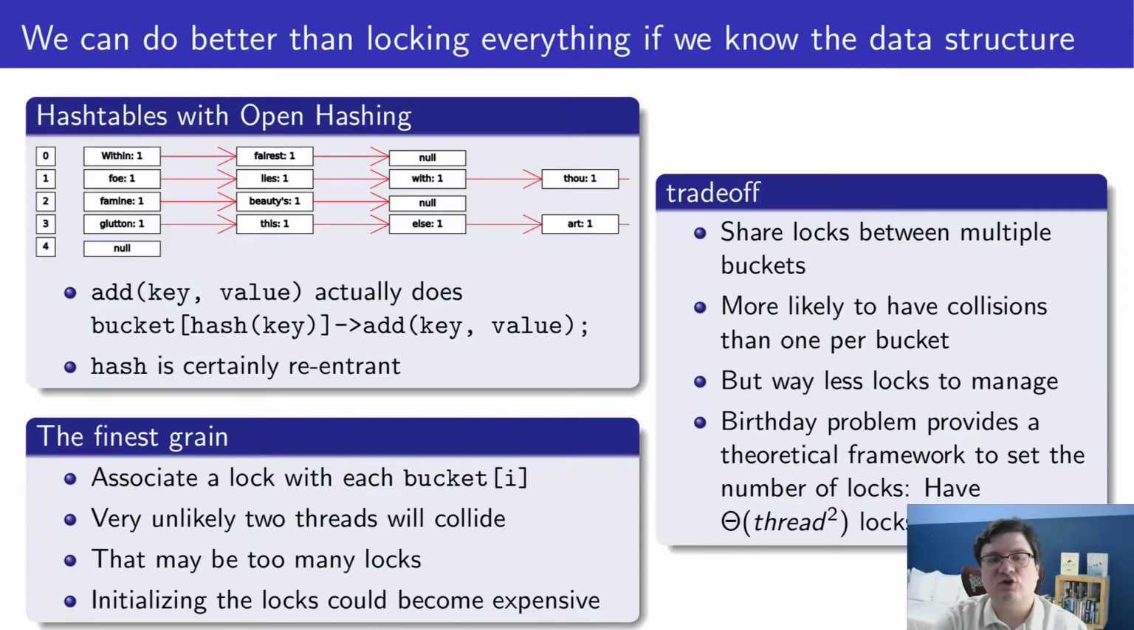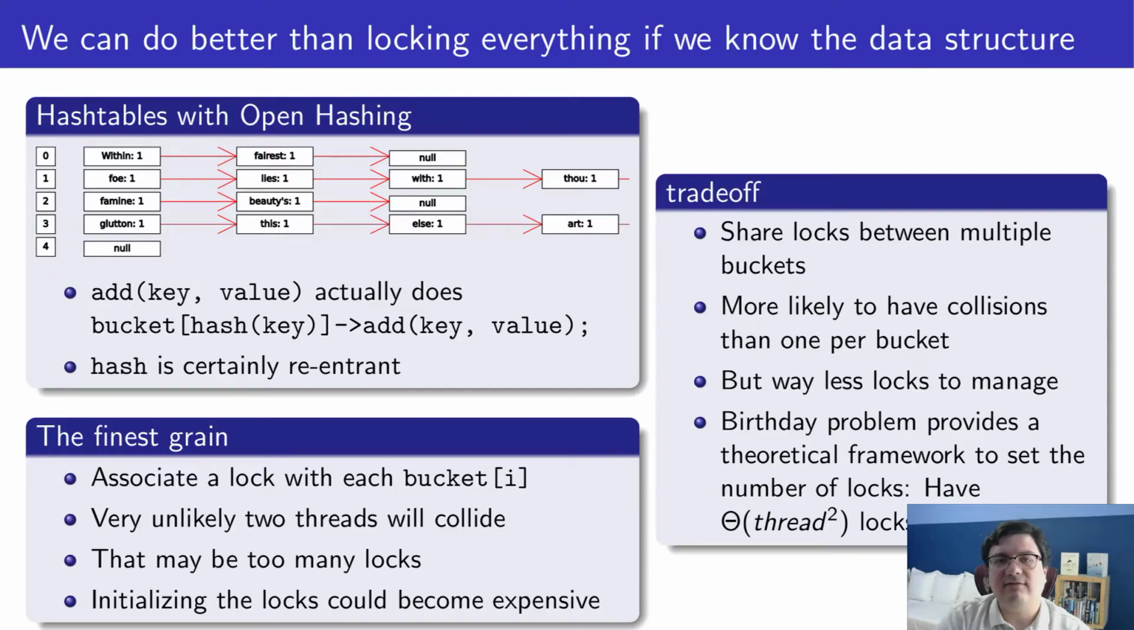That bucket is structured as a linked list, and as such, adding a key value pair essentially adds a link in the hash of key bucket. Let's think of how we could make this more parallel. Hash is certainly a reentrant function, so as long as two threads are not editing the same bucket, they can actually work at the same time.